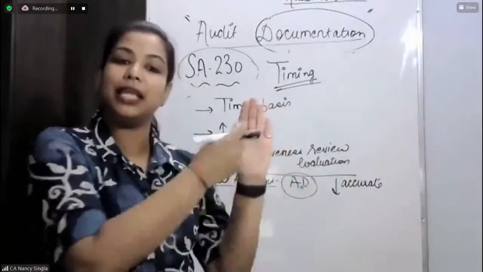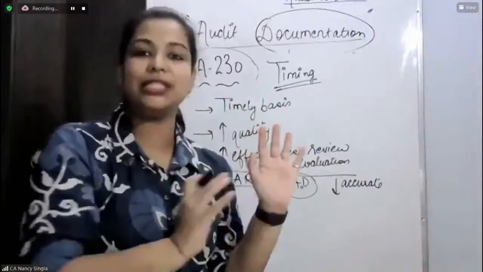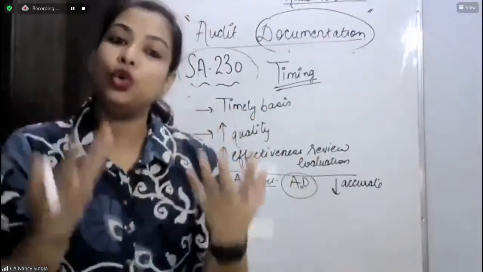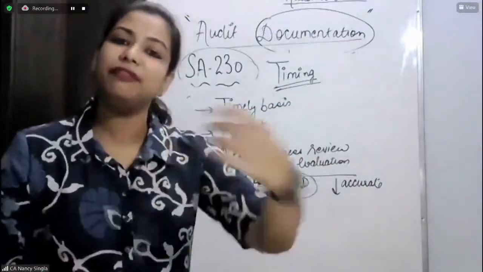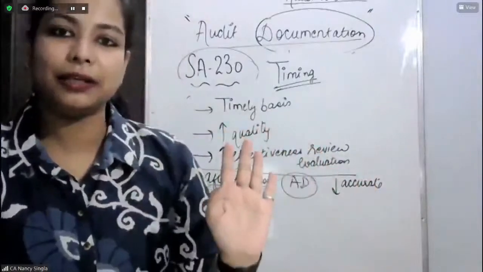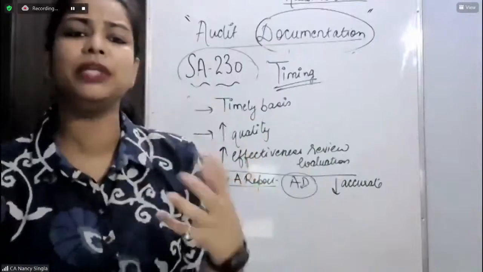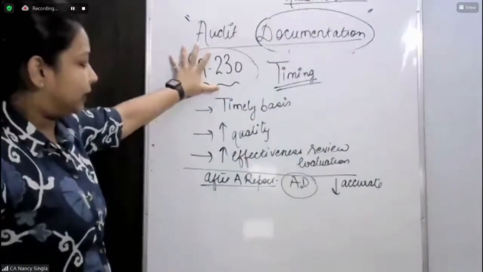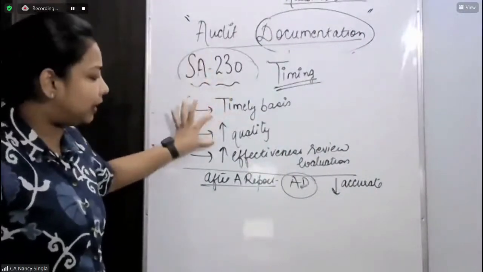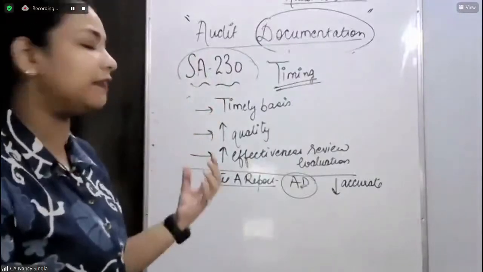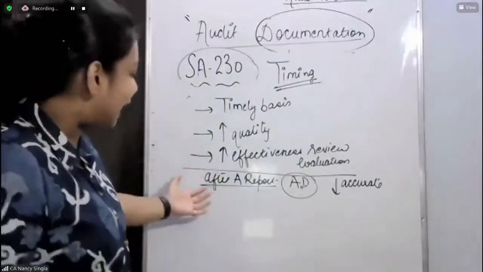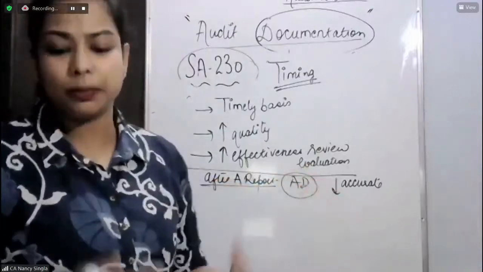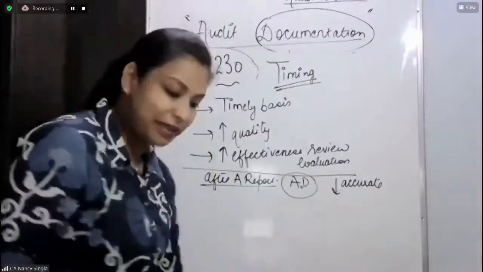Obviously the first one, because their additional procedures can be performed, their changes can be done, discussions with management can be done. But once the auditor's report has been signed, no additional audit procedures you can do. Why? Because you have given your opinion. Now you cannot say anything. Now you cannot perform the new audit procedures as such, right? So SA 230 says prepare it on a timely basis because it will improve the quality, the effectiveness of review and evaluation of the audit work. And if you do it after the audit report, now chances are there your documentation will be less accurate. Clear? A very simple topic.